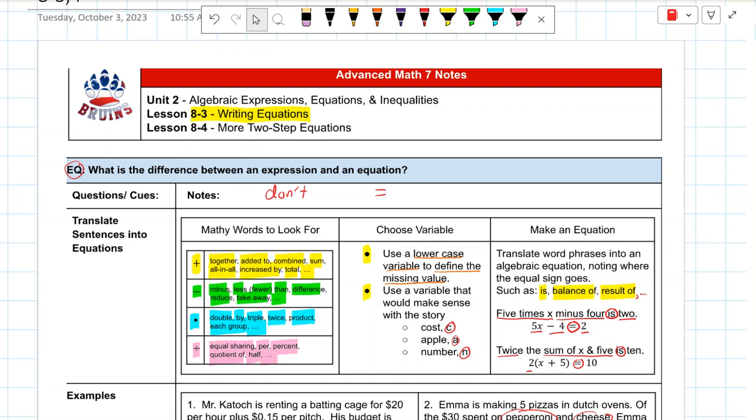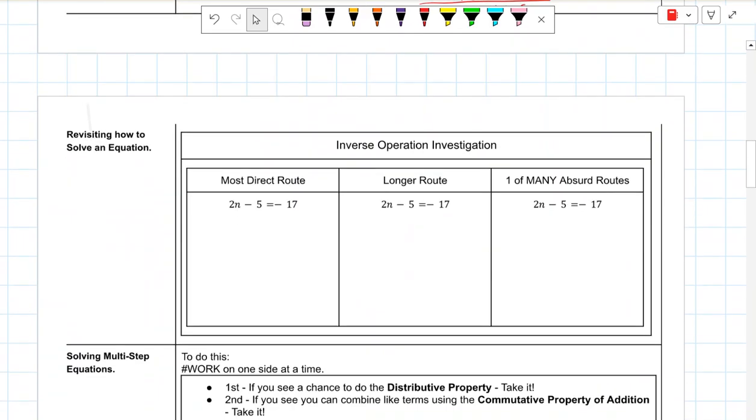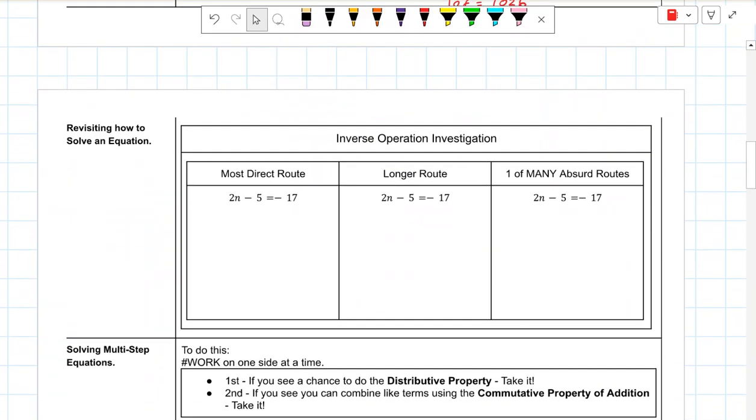All right, we are back, and today we are finishing off these notes, and we're going to be looking at 8-4, more two-step equations. We did this previously, and now we're going to the back side of the notes. On the back side, we are going to revisit how to solve an equation. But not only are we going to revisit it, we're going to do an investigation of the inverse operations.